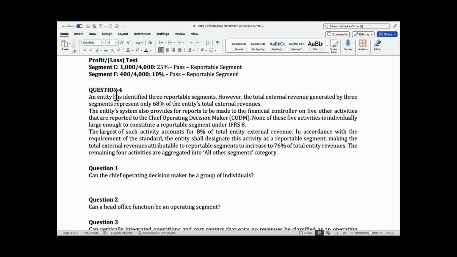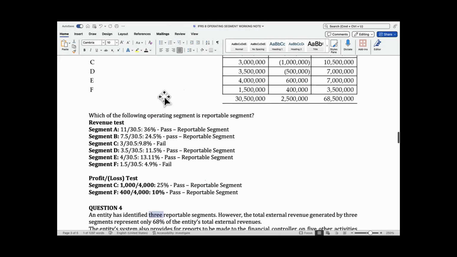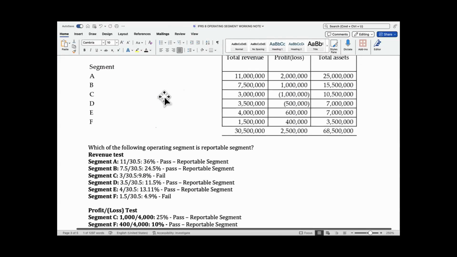Now, this one is talking about an entity that has identified 3 reportable segments. Hello, sir. Yes, Christopher. So, may I understand very clearly? If a question like this is given, that means if you've gotten a pass on a particular segment, you should not go further for other calculations. Is that how it is? Yes, it's not necessary again. Or can you do it in examination condition? Yes, it's okay.